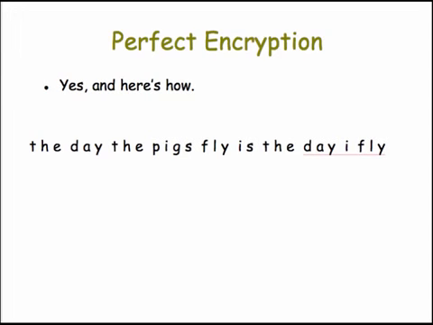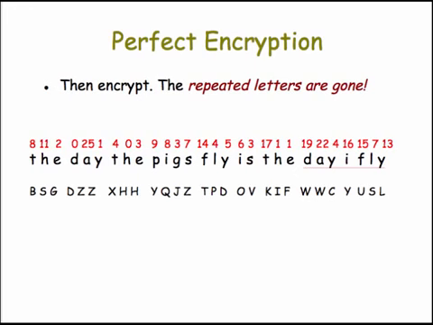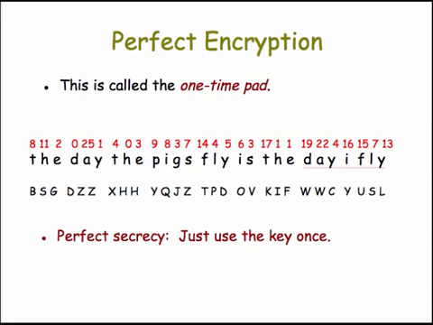Let's consider this message again, but this time let's create a random keyword, place the shift numbers above the letters of the message, and encrypt it again. We get the following encryption, where you see there are no repeats. This is an example of perfect secrecy, provided we use the key just once. We use this random key just once. This is called the one-time pad, and it was actually used as an example of perfect secrecy.